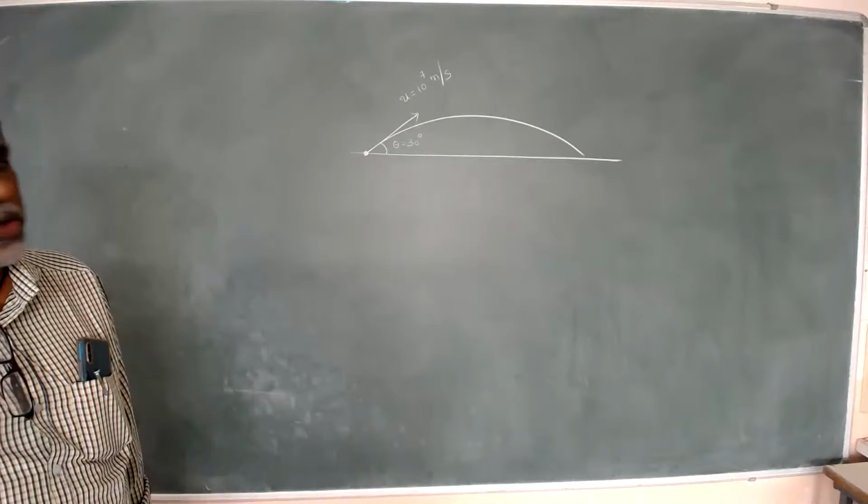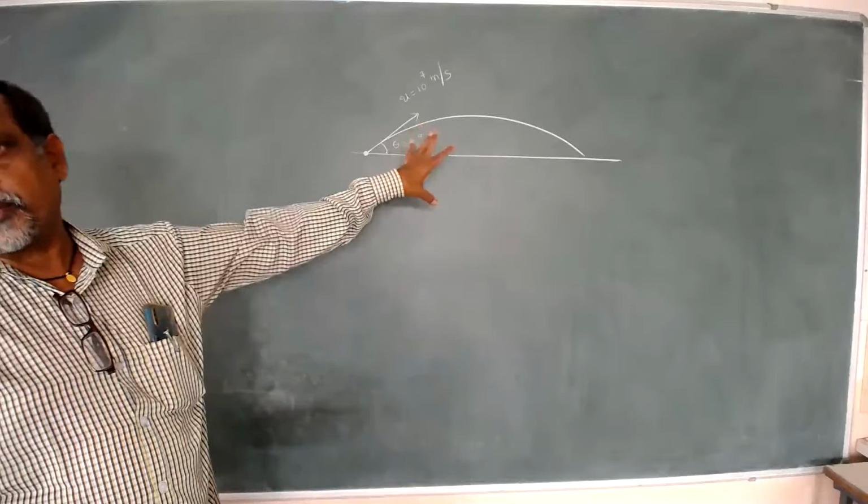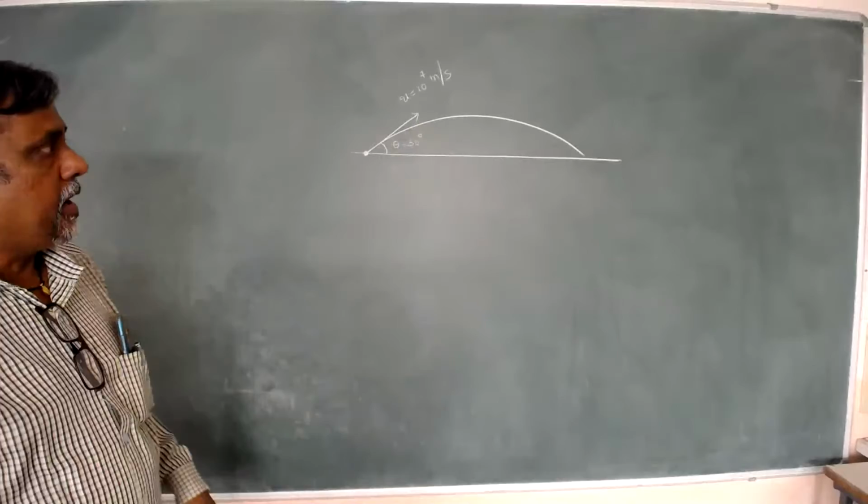So theta is equal to 30 degrees. So this becomes an oblique projectile. Correct? Now the vertical distance needs to be calculated, the maximum vertical distance.